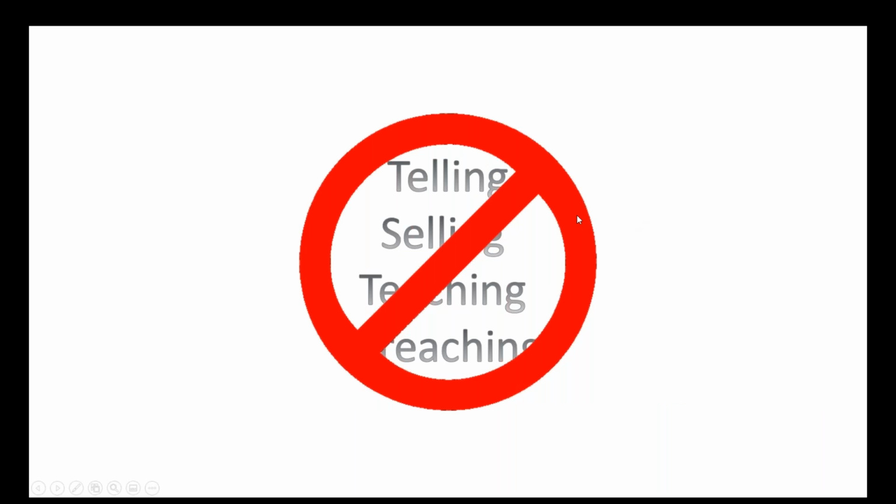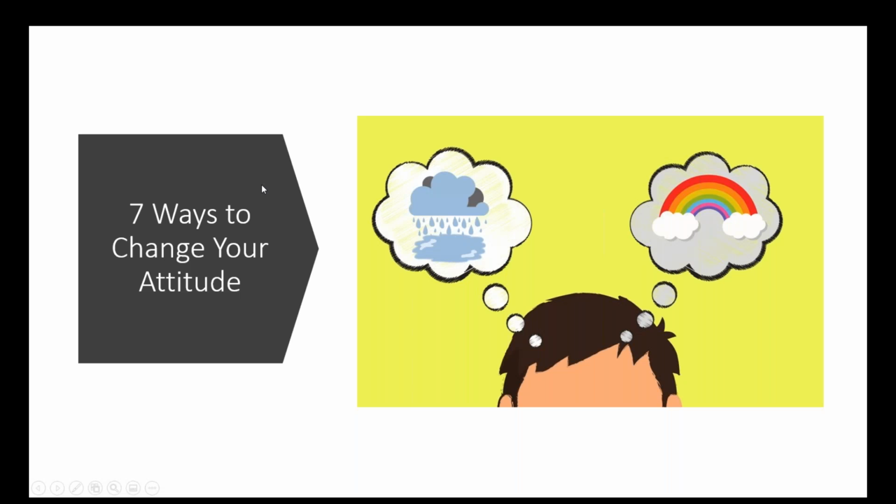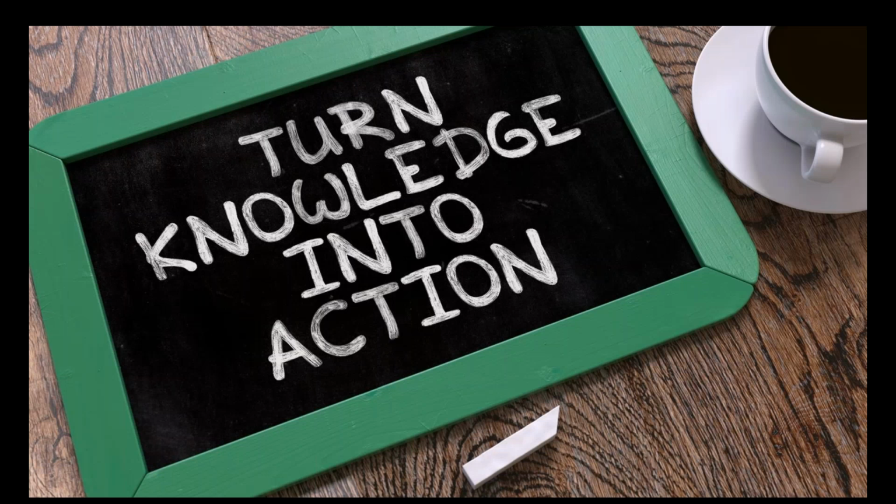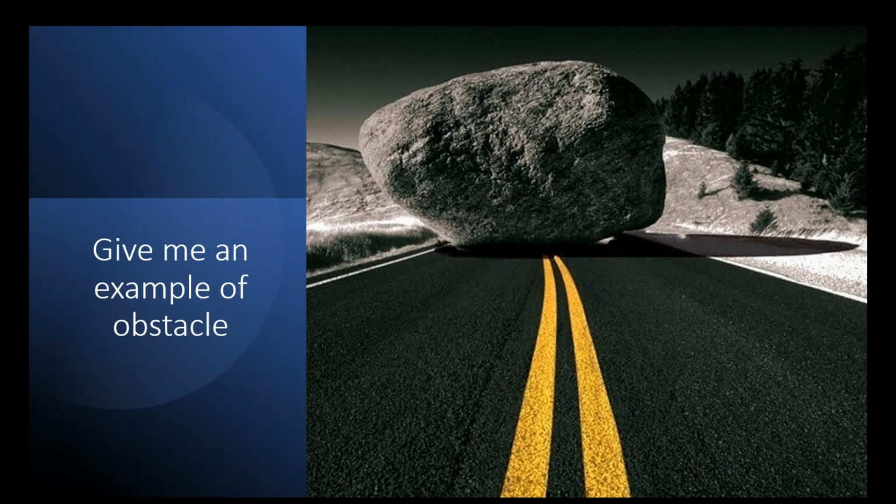So let's not just preach or teach on how we're going to use these 7 ways to change our attitude. Let's actually turn the knowledge into action. So let's choose somebody on the call, pick an obstacle that we have, and walk through how we can change our attitude. Just go ahead and pick one. Somebody put one up. Give me an obstacle you run into, either in life or in your business, and we'll work through these 7 changes in attitude together.